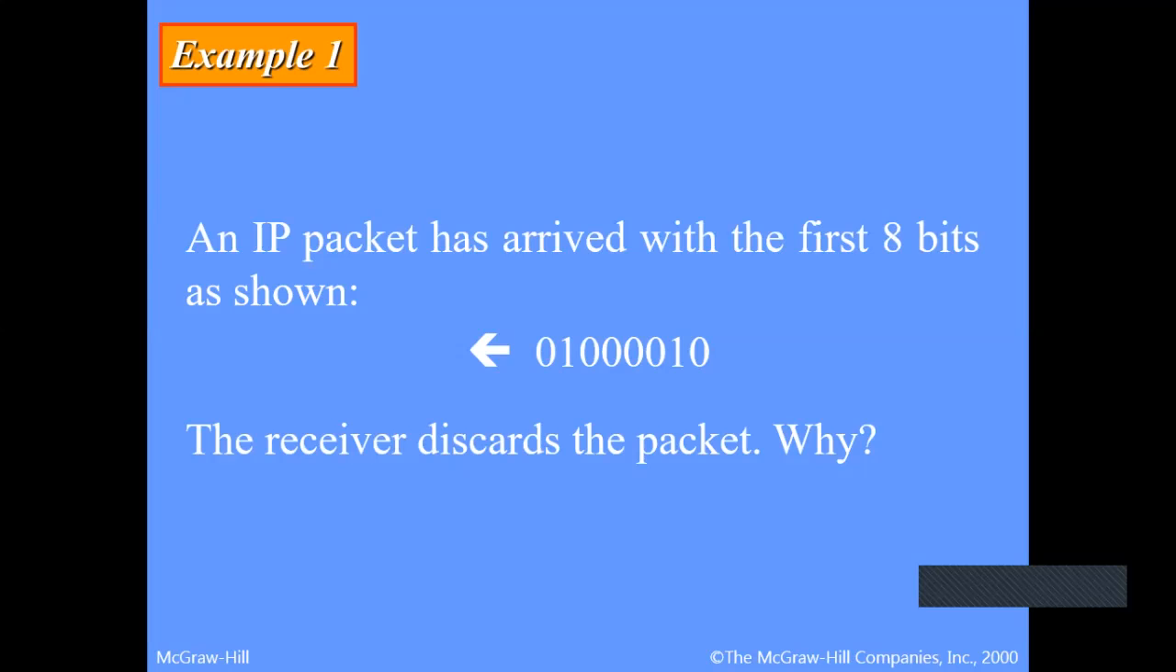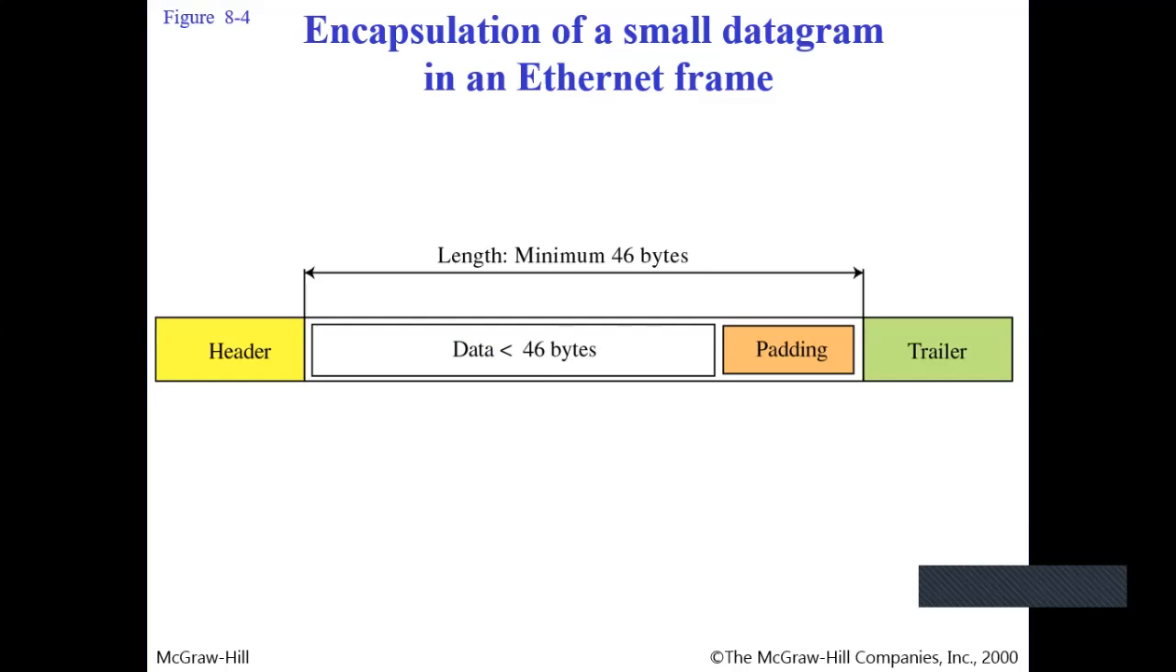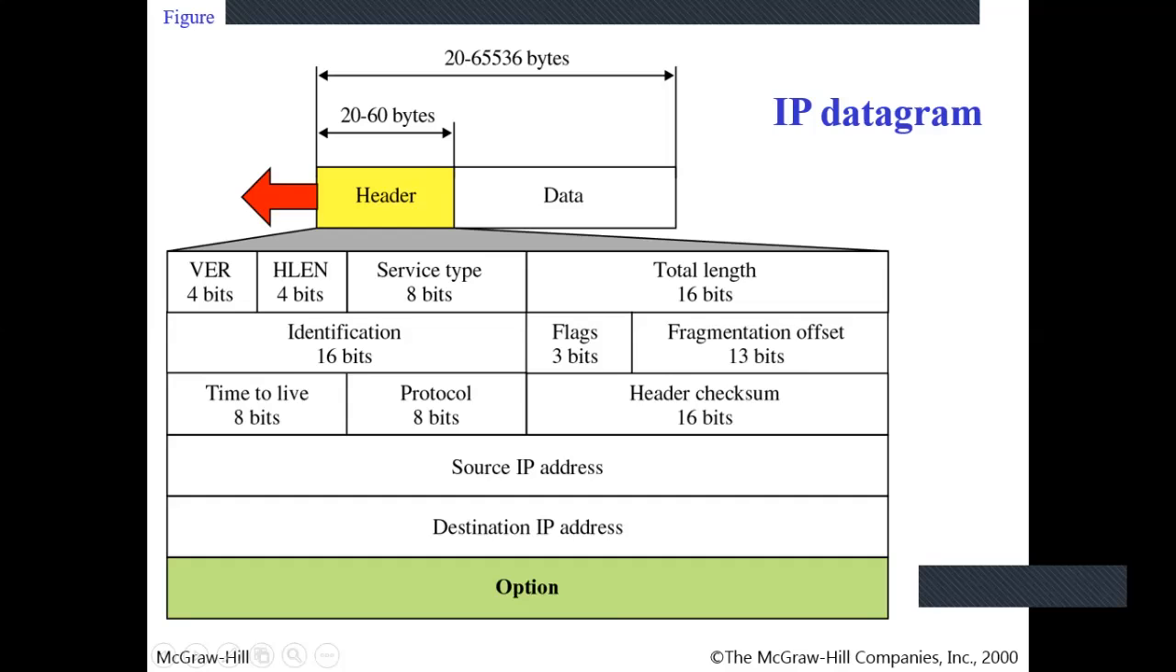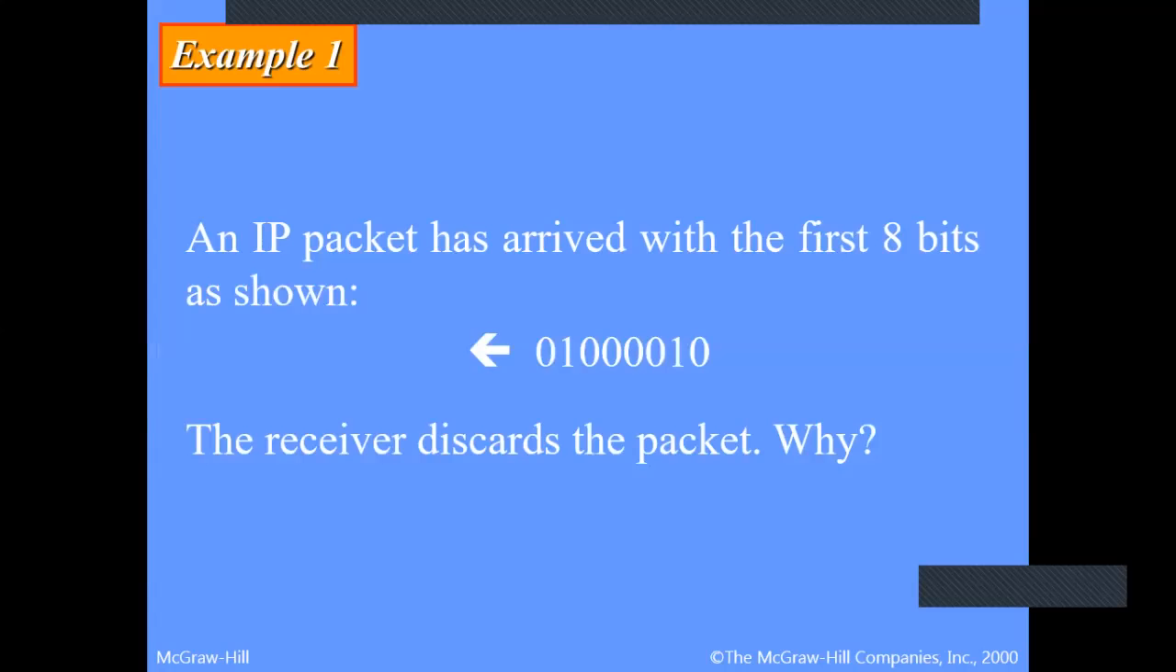Now, to check that particular sequence of bits, how can these bits be used to identify the version field and the header length field? See the numerical. An IP packet has arrived with the first 8 bits as shown. The receiver discards the packet. Why? As we know, in the specific format, the first field has a length of 4 bits and the header length also contains 4 bits. So these are the 8 bits.